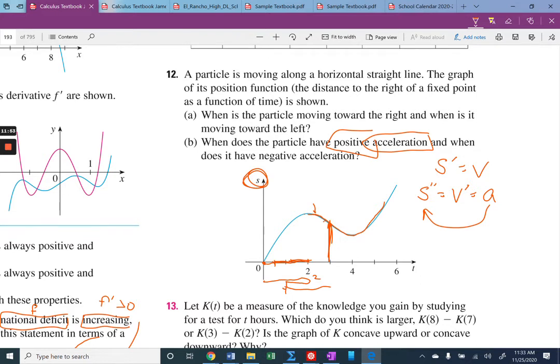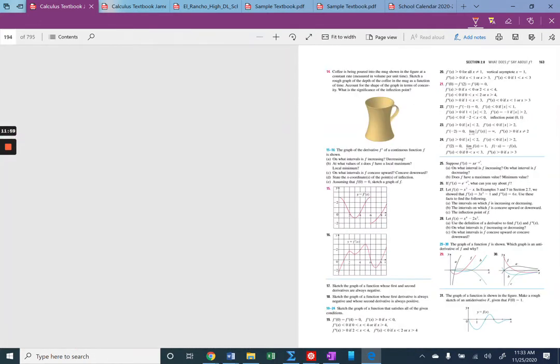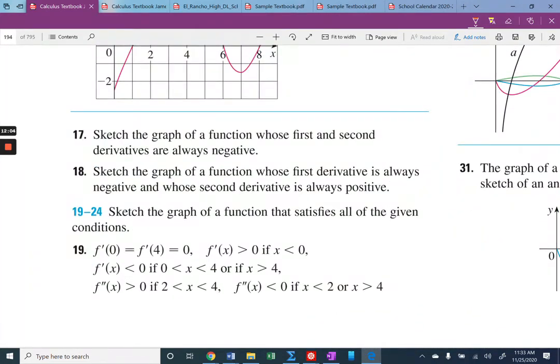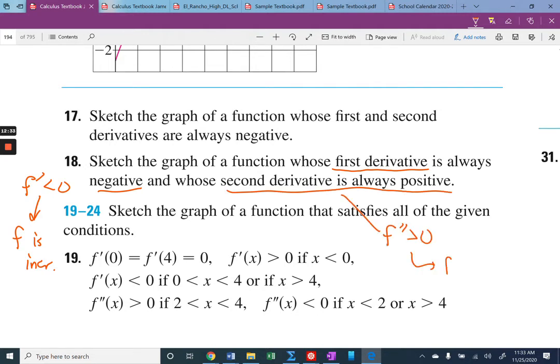Let's squeeze another one into this video, number 18, which seems to be on the next page. Sketch the graph of a function whose first derivative is always negative and whose second derivative is always positive. So if the first derivative is always negative, f prime is less than 0, that tells us that f is decreasing. And if the second derivative is always positive, f double prime greater than 0, that tells us that f is concave up.